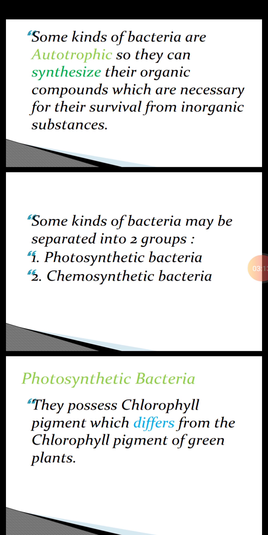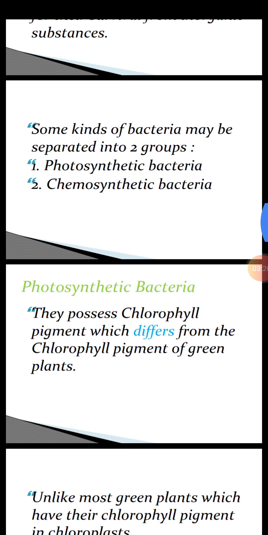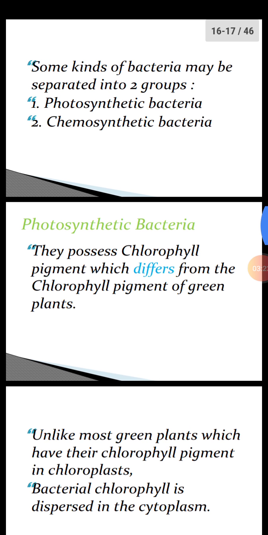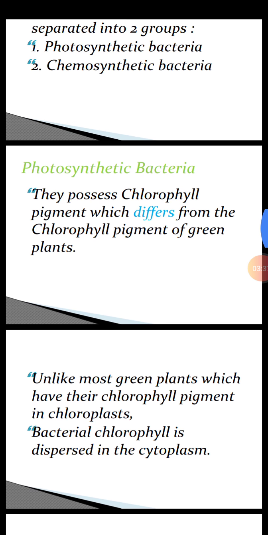Some kinds of bacteria may be separated into two groups. These are photosynthetic bacteria and chemosynthetic bacteria. It will be discussed one by one. Number one, photosynthetic bacteria. As the name suggests, they definitely have chlorophyll pigments to trap light energy. They possess chlorophyll pigments which differ from the chlorophyll pigments of green plants.